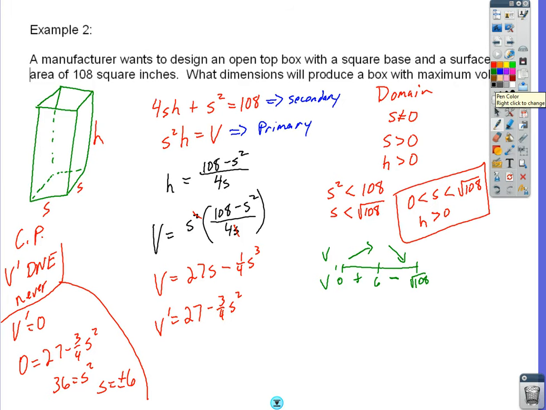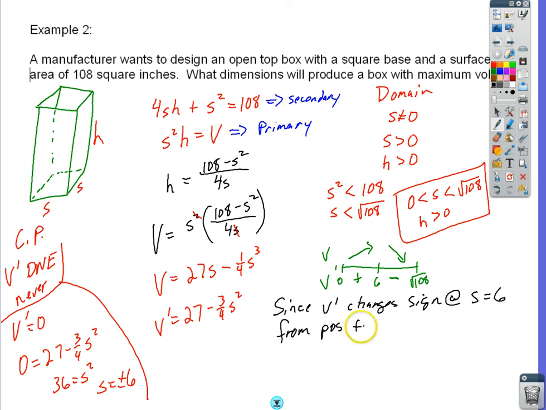What I'm going to do now is write my sentence. I would say, since v prime changes sign at S equals 6 from positive to negative, V has a maximum at S equals 6, and we now have to find out our height.